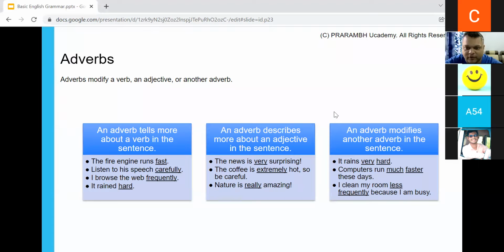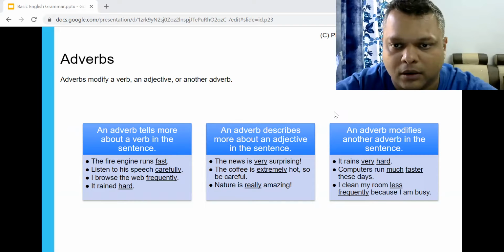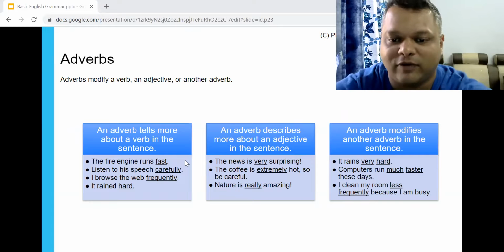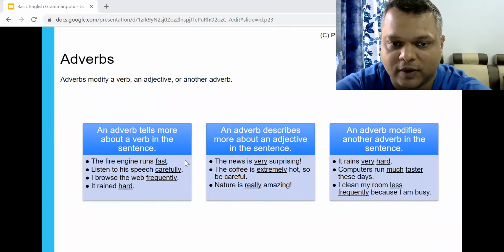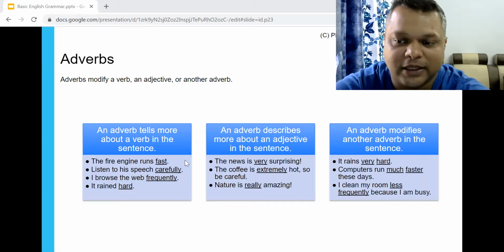Okay, is the screen visible to everyone? Yes, sir. Okay, great. Thank you very much. So let's start. So we were on the second box, which is about adverbs describing more about an adjective in the sentence. On your screen, there is a topic of adverbs. The first box on the left is something we have already discussed. An adverb tells more about a verb. The engine runs fast. Listen to the speech carefully. I browse the web frequently. It rained hard. So that is done.